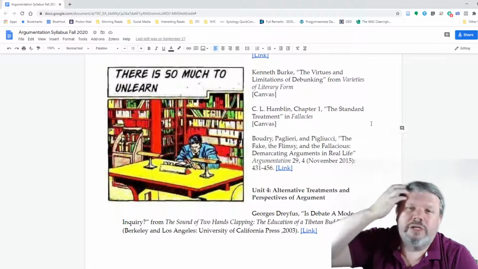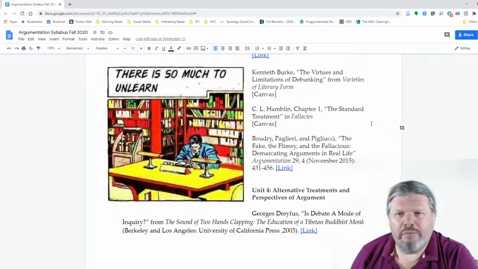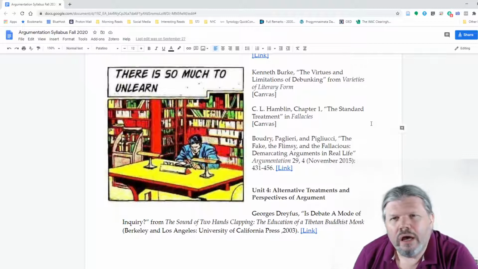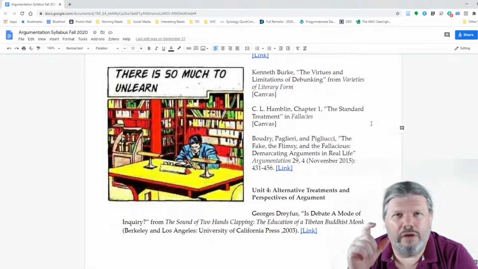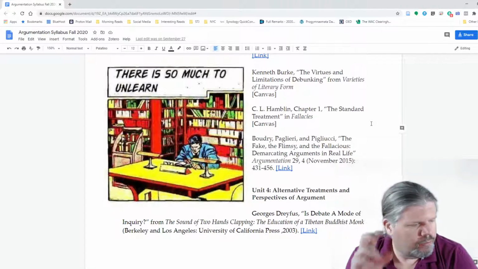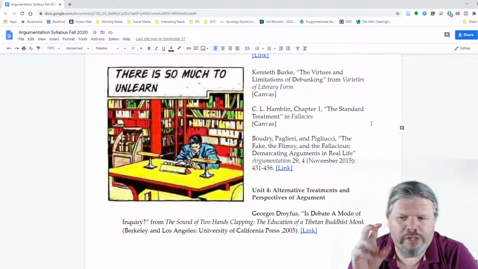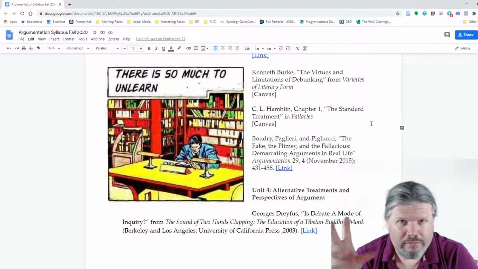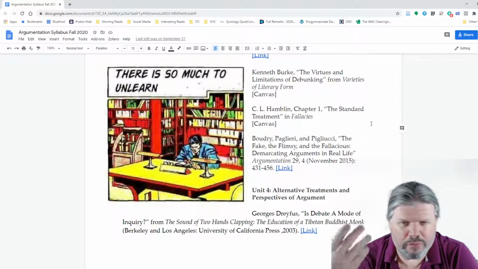Burke's Virtues and Limitations of Debunking. I'll probably make a video on that and post it maybe later tonight. Burke is also in the Graff school. He's saying, look, bad argumentation is not a reason why argumentation is bad. Does everybody understand that? It's kind of a nice way of putting it.